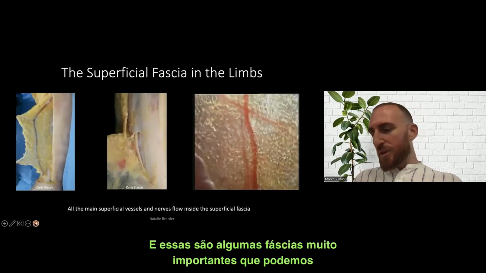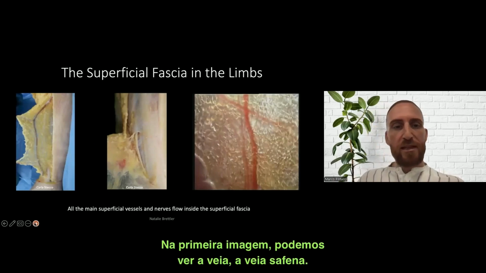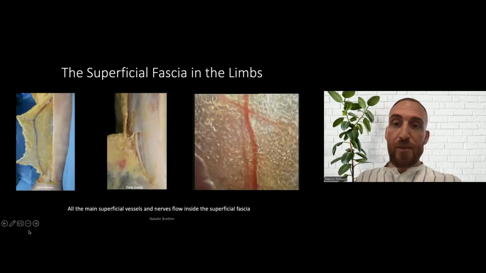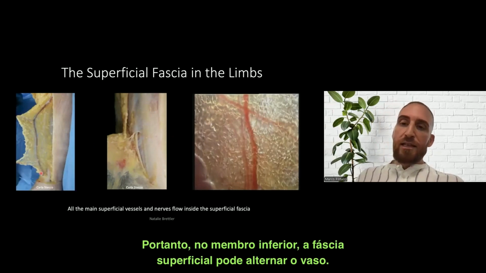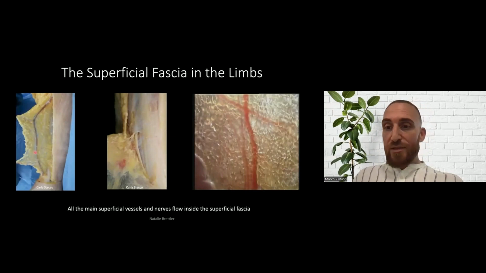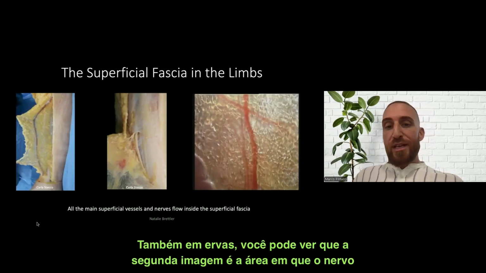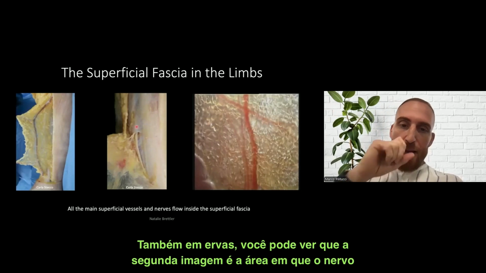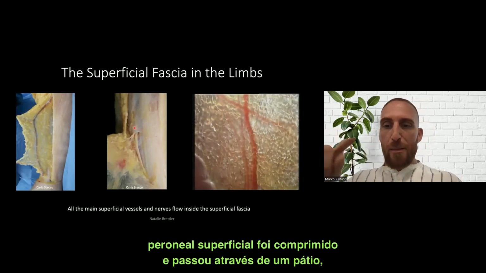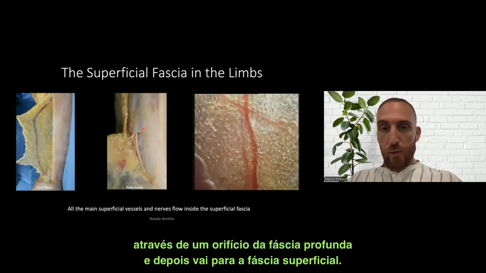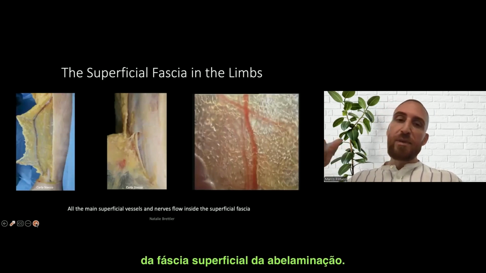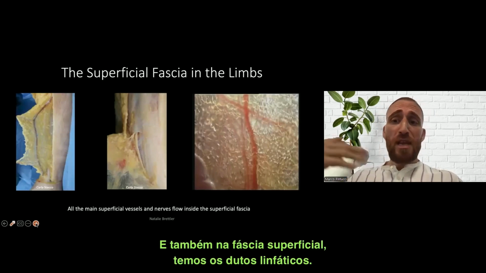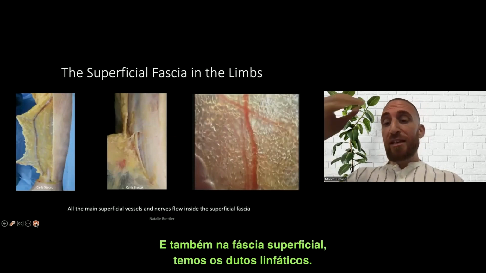And these are some very important features we can see in the superficial fascia. In the first image, we can see the vein, the saphenous vein. So in the lower limb, the superficial fascia entangles the vessels, so it's very rich in vessels. Also in nerves, you can see in the second image, this is the area where the superficial peroneal nerve pierces and passes through a hiatus, through a hole from the deep fascia, and then goes to the superficial fascia. So the superficial nerves, when they become superficial, are within the lamination of the superficial fascia. And also in the superficial fascia, we have the lymphatic ducts.